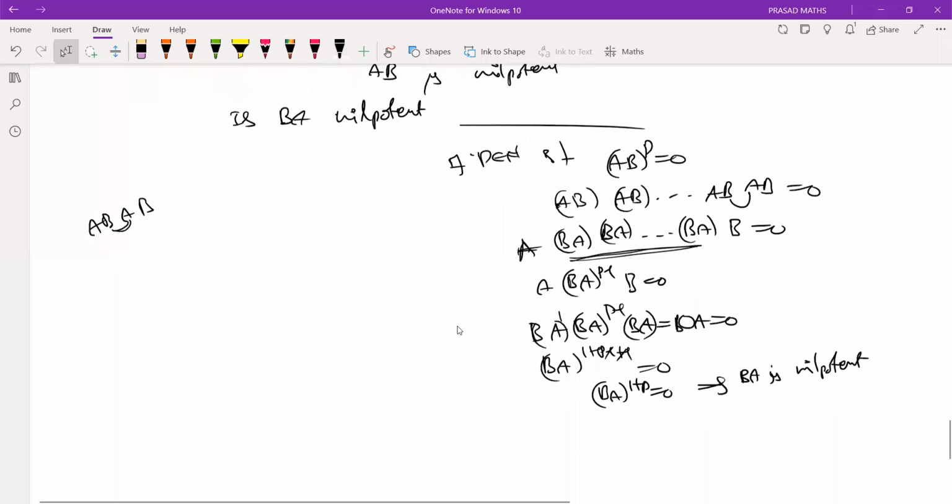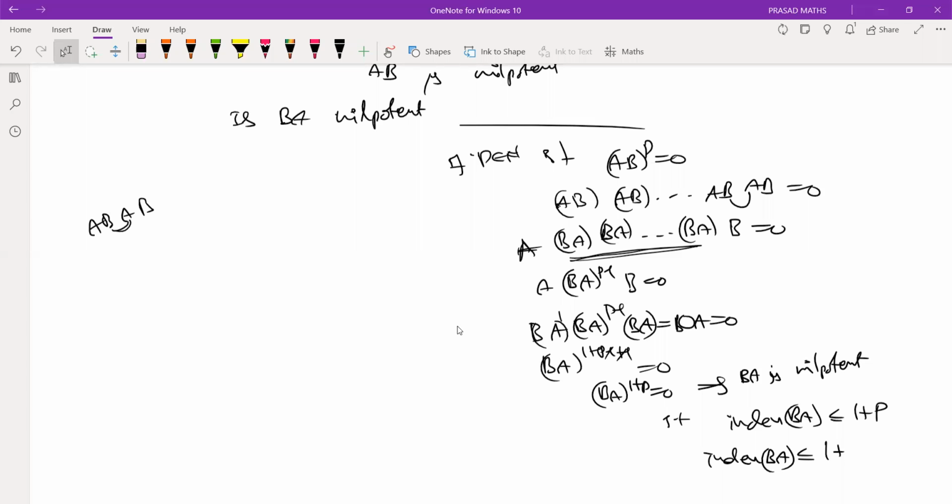Is it clear? In fact, what is the index of this? The index of BA should be less than or equal to 1 plus P. You know what this P is? If you assume that P is the index, this can be rewritten as: index of BA is less than or equal to 1 plus index of AB. So if A into B is nilpotent, obviously B into A is nilpotent. If B into A is nilpotent, automatically A into B is also nilpotent. Is it clear?